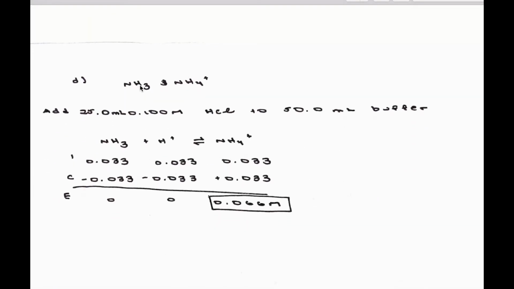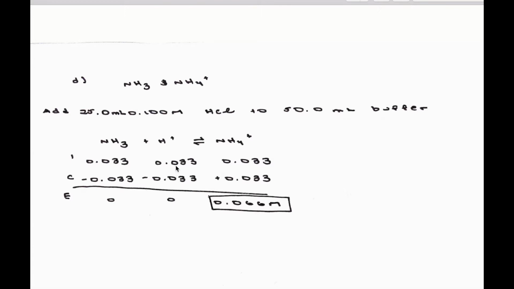So you've got your buffer, which is NH3 and NH4+. Okay? So since you're going to be adding 25 mLs of 0.100 molar HCl to your 50 mL buffer, because remember this is the buffer from the previous problem, you've got to figure out your new concentration. So I know the concentration of NH3 was 0.05. There are 50 mLs of that, and then you're going to divide that by the total new volume, which is 75. So the answer that I get is 0.033 for the initial concentration of NH3.